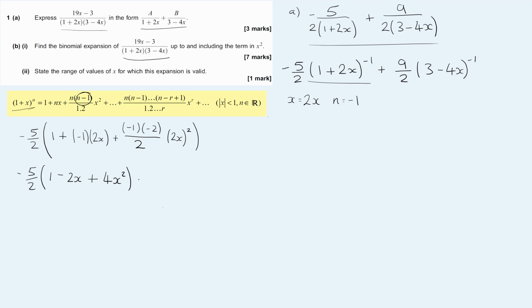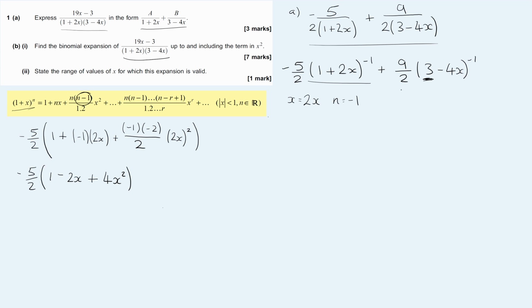My second term is going to take a little bit longer and is a bit more complicated because we've not got a 1 in this first term here. So we have to make sure that we end up with a 1 there. So before I start, I need to factorise out here. So I'm going to factorise out the 3.